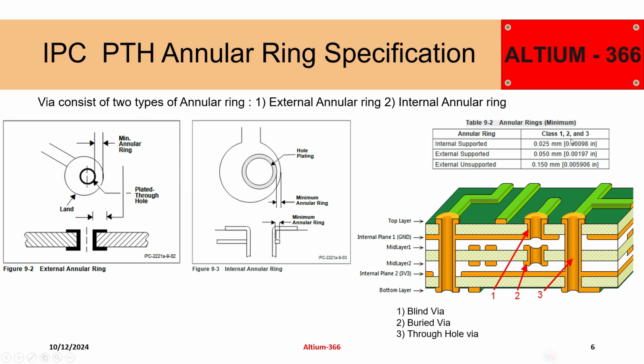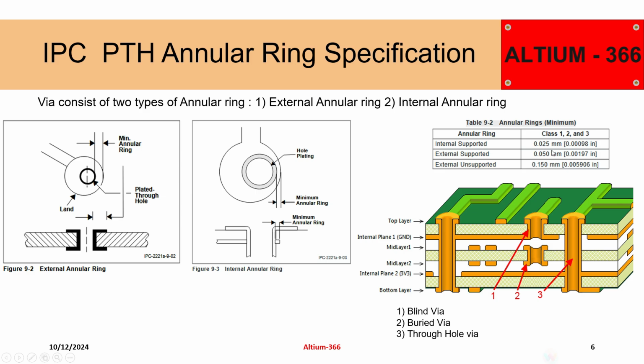Here you can see that the specification is given for class 1, class 2, and class 3, but class 1 and class 2 have an exception, while class 3 doesn't have any kind of exception. This means that for class 3 products, you should have the internal and external annular ring of this specification.